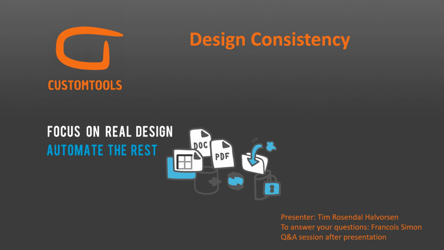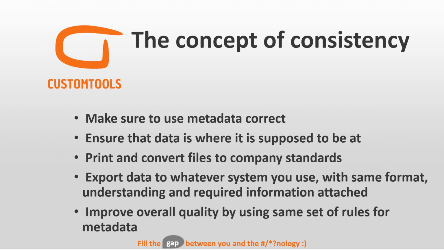Okay, let's get started. These bullet points are very generic and fluffy, but they serve to get your mindset dialed in. Make sure to use metadata correctly, ensure that data is where it's supposed to be, print and convert files to company standards, export data to whatever system you use with the same format, understanding and required information attached, and improve the overall quality by using the same set of rules for everyone for the metadata.